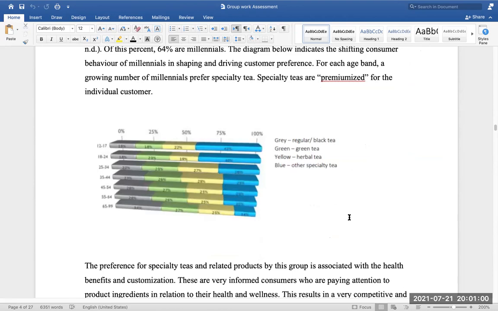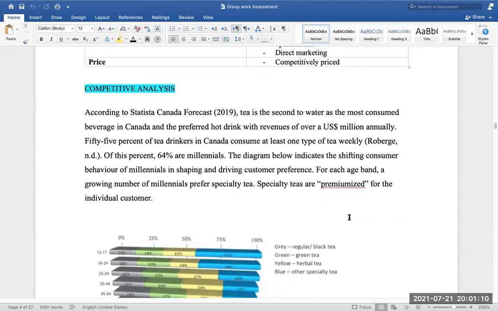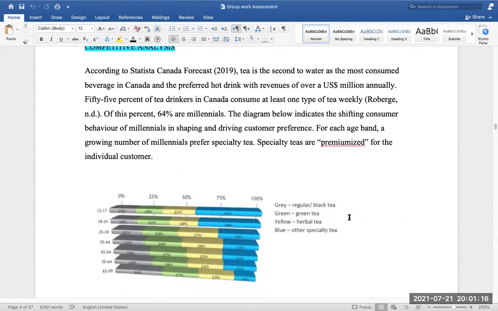So in terms of the competitive analysis, what you're looking at is the overall industry, how much it is valued, who makes up the marketplace, who are my competitors, and where are they? So if it's the tea industry, let us say it is the beverage industry in Jamaica, give me some companies that offer beverages in Jamaica.